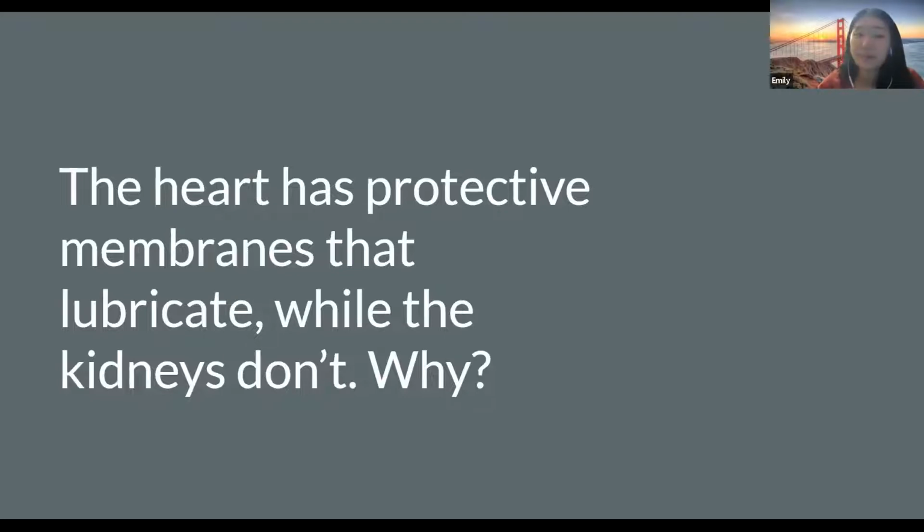I'll give you a hint. The reason that the heart has protective membranes and this lubrication is because it's always moving. Your heart is constantly beating and pulsing and squeezing to send blood all over your body. And so it's going to be rubbing against everything around it a lot and in general moving a lot, creating a lot of friction. Do the kidneys do that? Do the kidneys beat and pulse around and in general make a ruckus in the body?